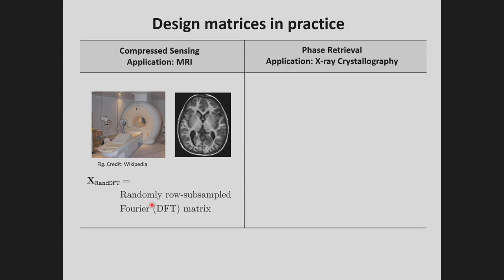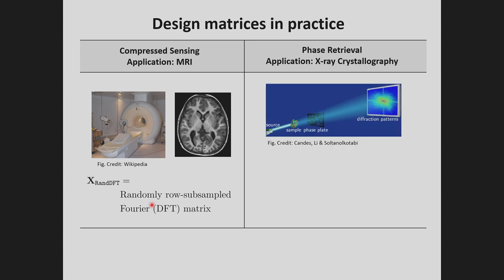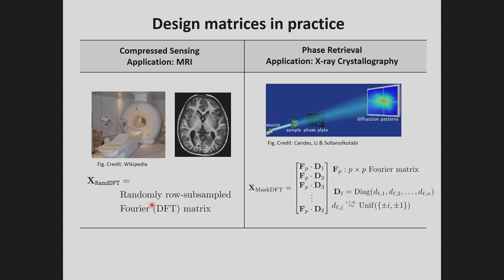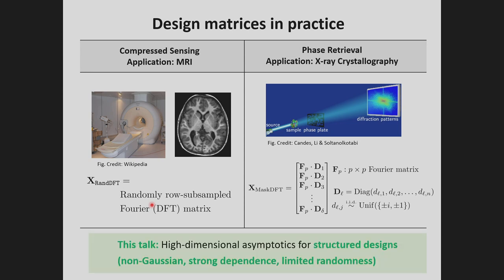In imaging applications like X-ray crystallography, the design matrix consists of several blocks, and each block is a Fourier matrix multiplied by a diagonal matrix. I'll talk about these matrices again later in the talk. It's not important right now how they show up, but what I want to tell you is that these design matrices are very far from Gaussian designs. So this talk is about how we can do proportional asymptotics when our design matrix is non-Gaussian, has strong dependence, and very little randomness in it.